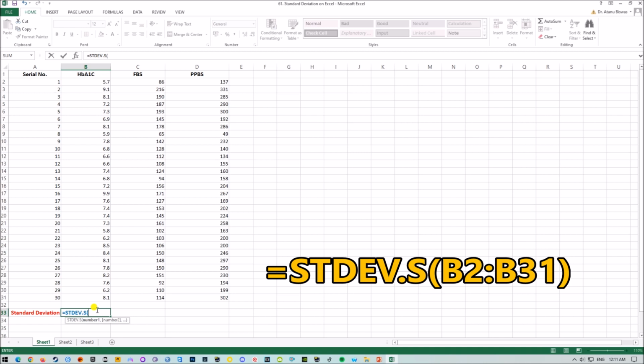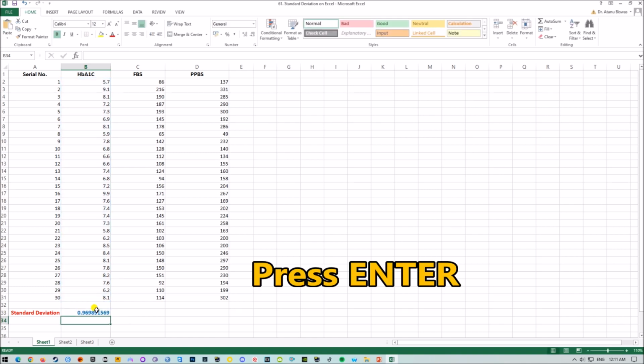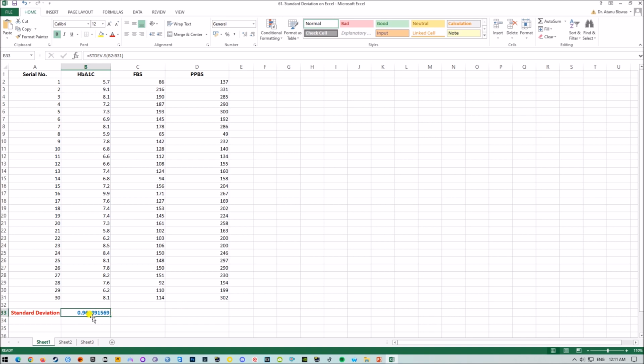And then we type the first cell just like previous examples, that is B2 colon B31, that is the last cell for this value. We end the bracket and we press the enter key and we shall get this result. Now there are lots of values after the decimal, so we shall only stick up to the second decimal value. So we have 0.97, that is the standard deviation for the HbA1c level for these 30 patients.